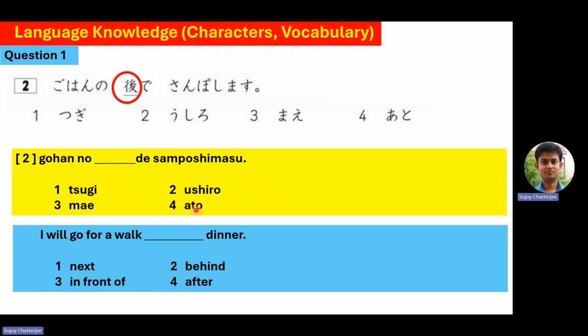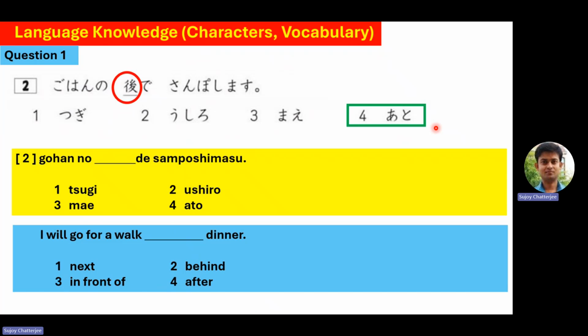It will be ato because I will go for a walk after dinner. So ato is the correct answer. That means you have to know all these prepositions. So this is part of the grammar. Although the question is of vocabulary, at the same time you have to understand all this grammar because without that you won't be able to answer.